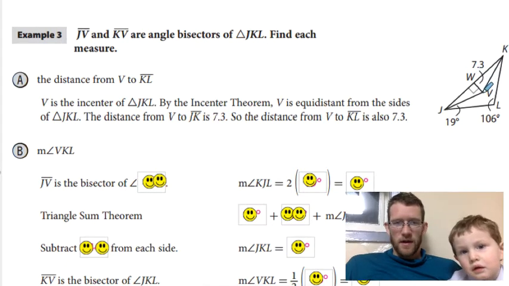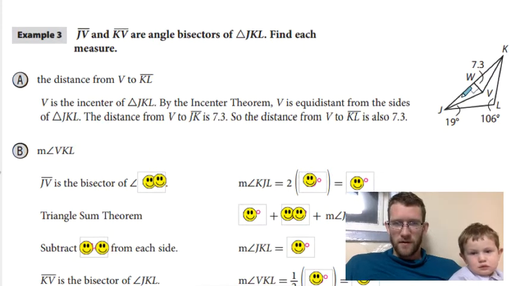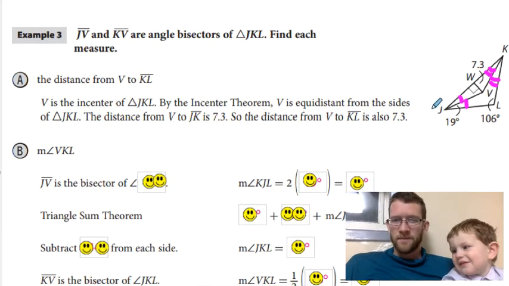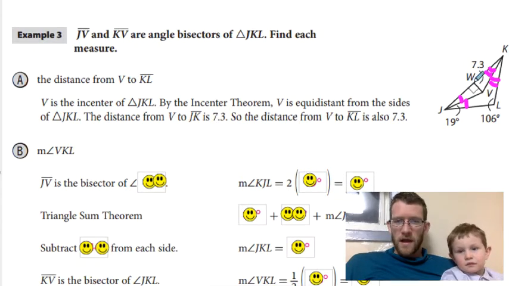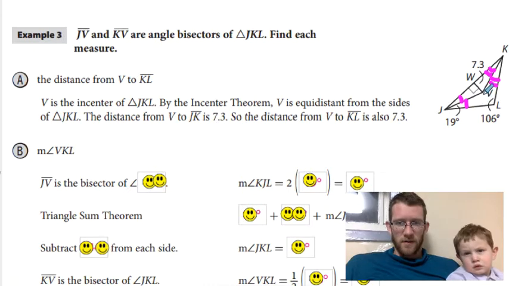Here's our setup. It tells us that JV and KV are angle bisectors. Therefore, I'll use pink here again. Those two angles are congruent, and those two angles are congruent. And we know that WV is congruent to the perpendicular line from V to this other side. It's not the perpendicular bisector now, it's just the straightest, shortest route to that side. It won't come up because they haven't marked it on here.